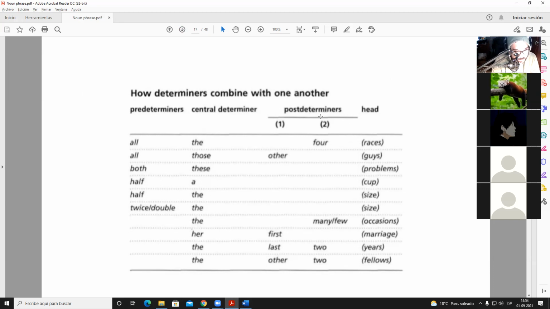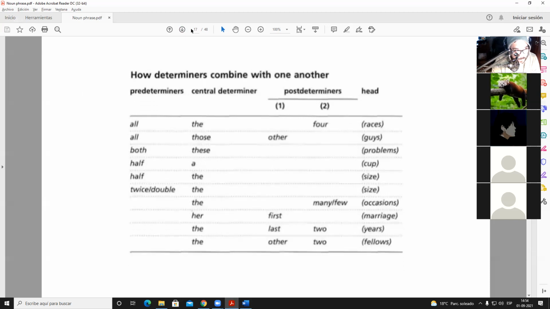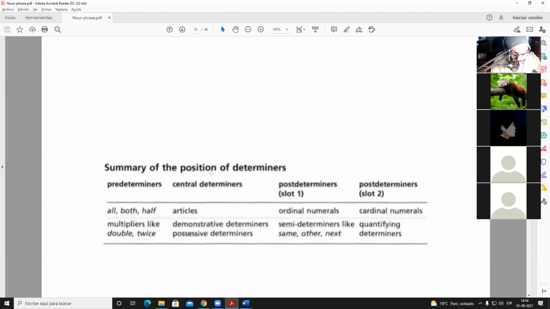This is the one you have to study because this is the way in which a determinative phrase is being made, right? So I have a determinative phrase, then I know that, but these are the things that might happen. Okay, so as predeterminers, you have the words all, both, half, multipliers, as central determiners the articles, and then post determiners, basically numbers. Okay, that's it.